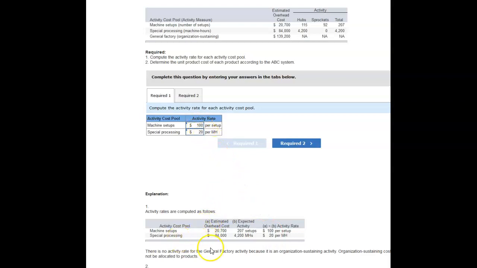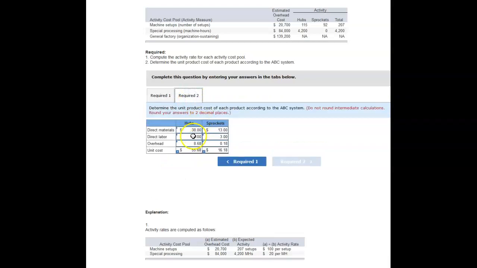Now for special processing, we take the $84,000 total, divide by total hours, 4,200, and we get $20 per machine hour. So when we allocate the special processing cost to a unit of a hub, we're going to allocate it based on $20 per machine hour. Okay, so that's the answer to part 1. Now part 2, we have to use this information. Part 2, there's the answer.